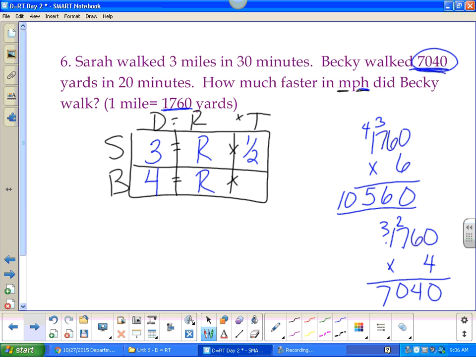Don't know her rate. And she went for 20 minutes. 20 minutes out of 60. So how many 20 minutes are in 60? And there are 3 of them. Or you can cross out your zeros and then reduce that to give you a 1/3.